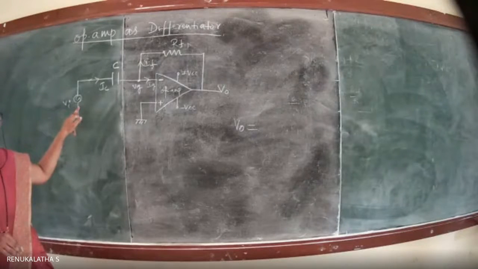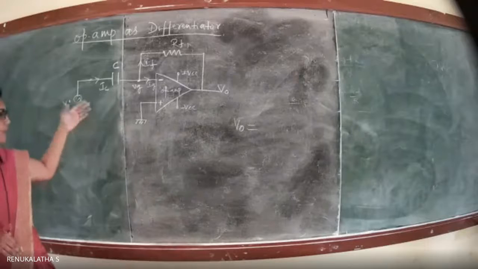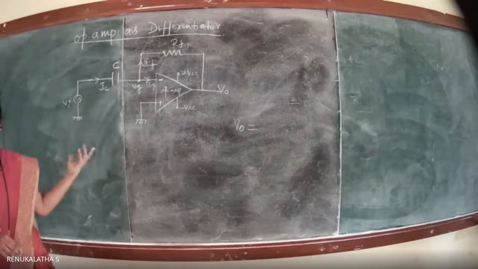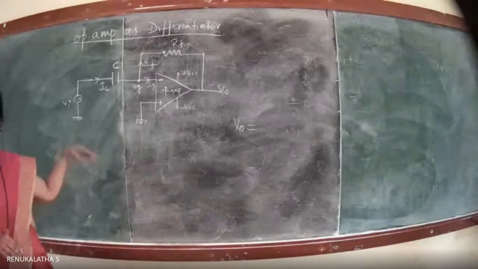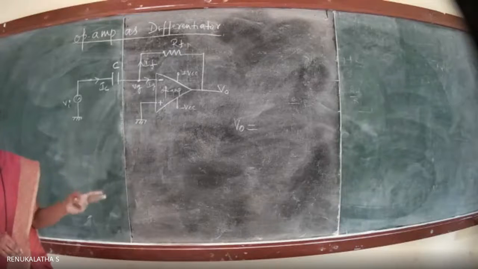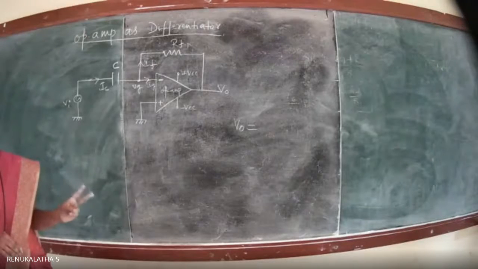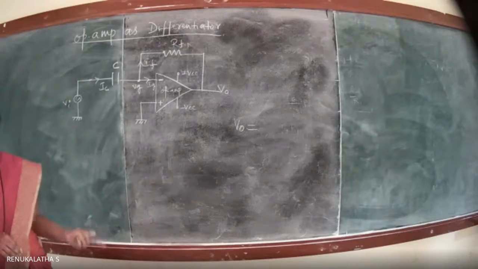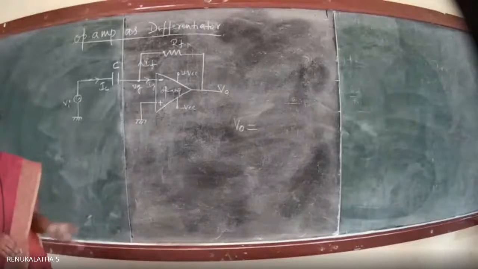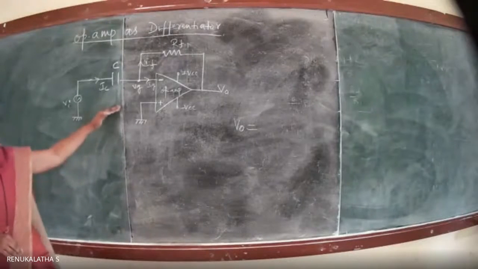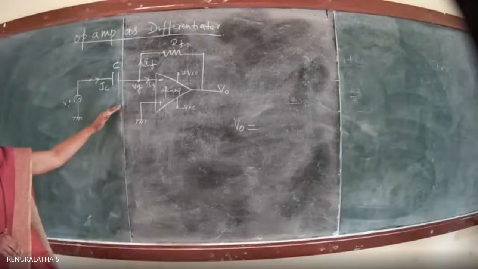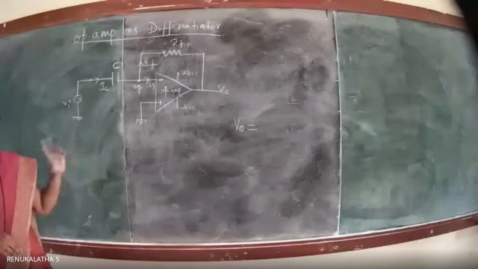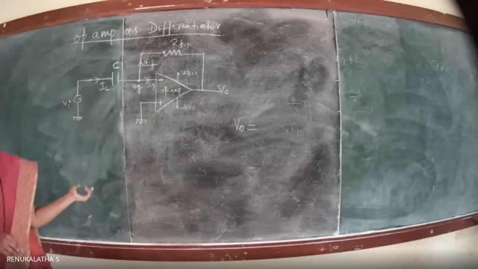What happened in the inverting amplifier? If some input is applied here, the output is the inversion of the input. In the non-inverting amplifier, the output is not inverted at all. It is the same as the input, in an amplified version. You see the relationship between the output and input in both cases. If this circuit works as a differentiator, what are we expecting here? What should be the relationship between the output and input?